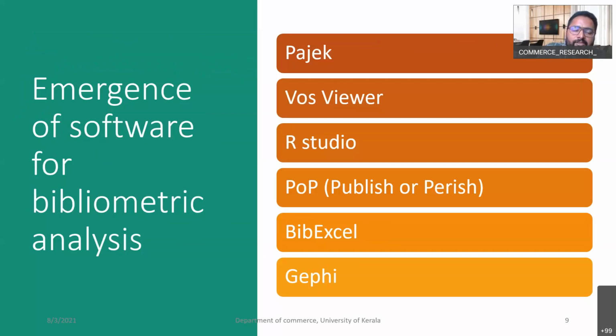So these are the softwares for bibliometric analysis: Pager, GhostViewer, RStudio, Publish or Perish, BigBexel, Jeffy. These are the main softwares used for bibliometric analysis. And also Mendeley, we are using for referencing. We can connect Mendeley with these kinds of softwares, because we can download an RIS format file from the Web of Science as well as Scopus, insert it into Mendeley, and easily cite these papers.